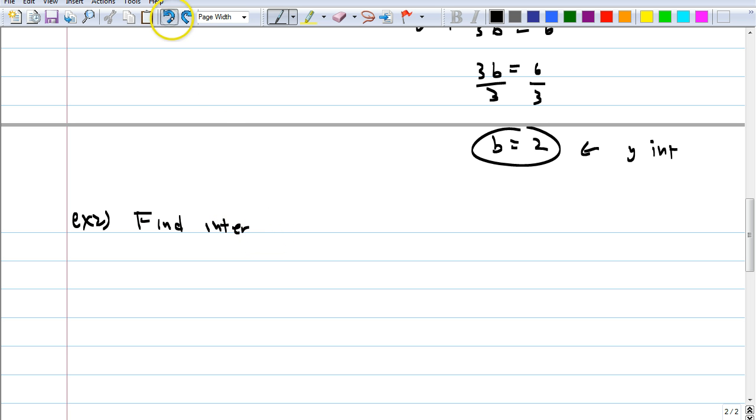Oops. Intercepts. When I say intercepts with an S, how many intercepts are we looking for? 2. And what kinds are there? X-intercept and Y-intercept. I'm not going to say X and Y intercept. I'm just going to say find intercepts of the equation.